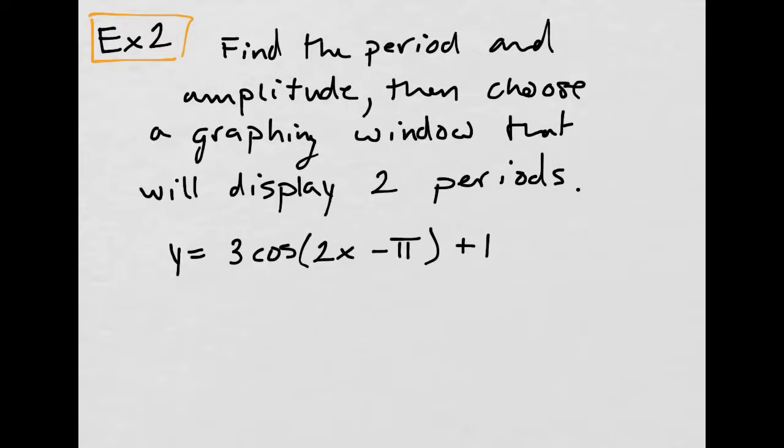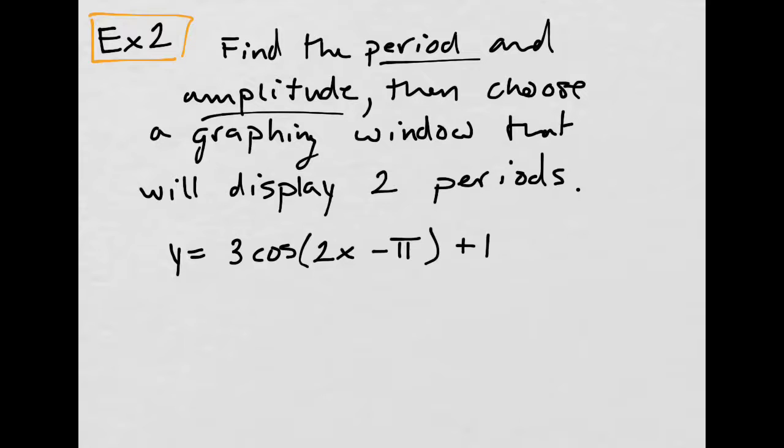Find the period and amplitude. So we're looking for two things. Then choose a graphing window that will display two periods. So pretty much if we find the period, it'll be easy to display two periods. We just make the graphing window go from the negative period to the positive period, and then it'll display two periods. And then the amplitude, that should be fairly simple.